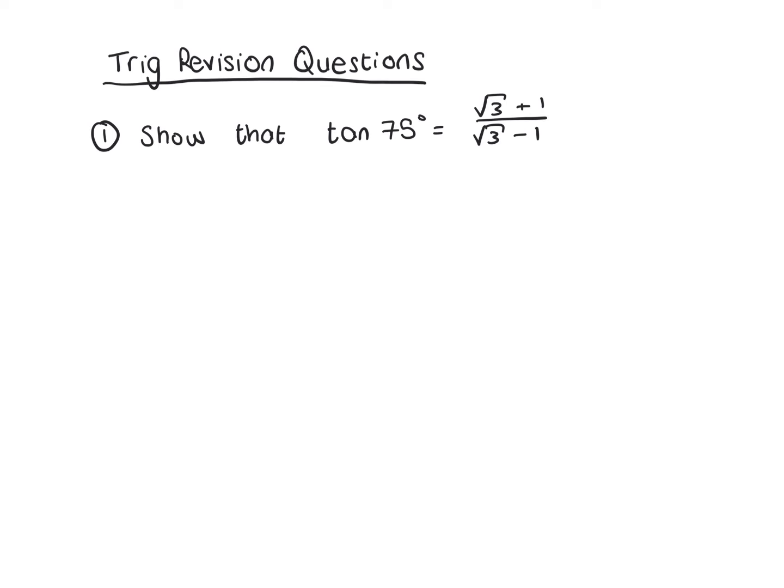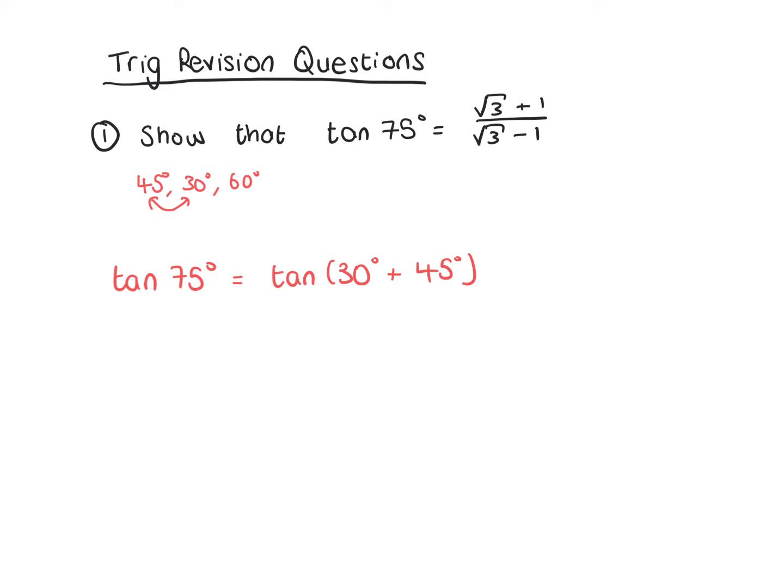So if you pause the video now, copy this down, have a go at it, and then turn the video back on when you think you've had a go, or if you're getting a bit stuck and you want to get a bit of a hint on this. So if I was doing this, if I want to show it and I know its exact values, the exact values I know are 45, 30 and 60, aren't they? And to get 75, I'll just be adding these together. So I know that probably what I'm going to have to do is, instead of writing it as tan 75, I'm going to have to write it as tan 30 plus 45.